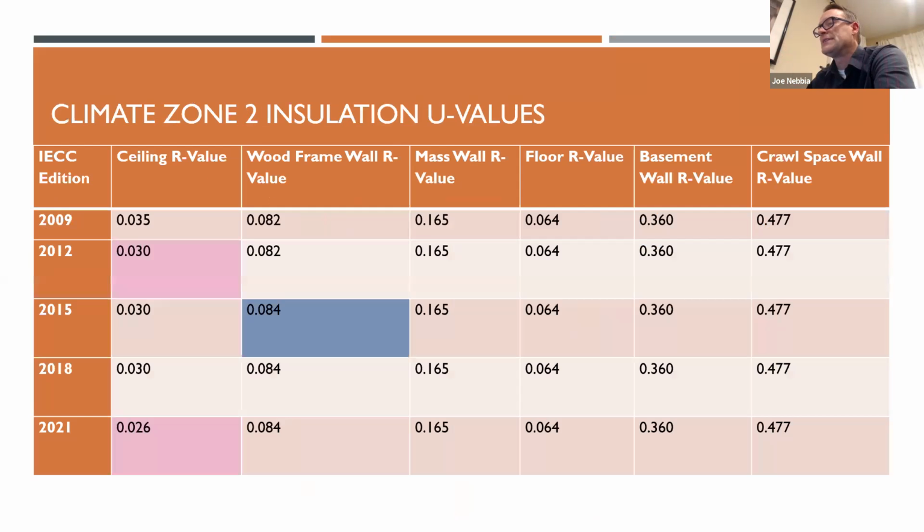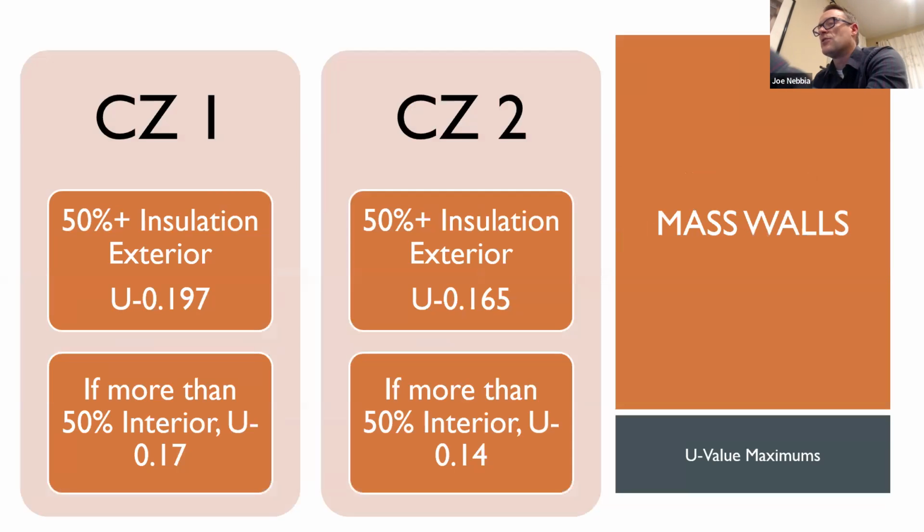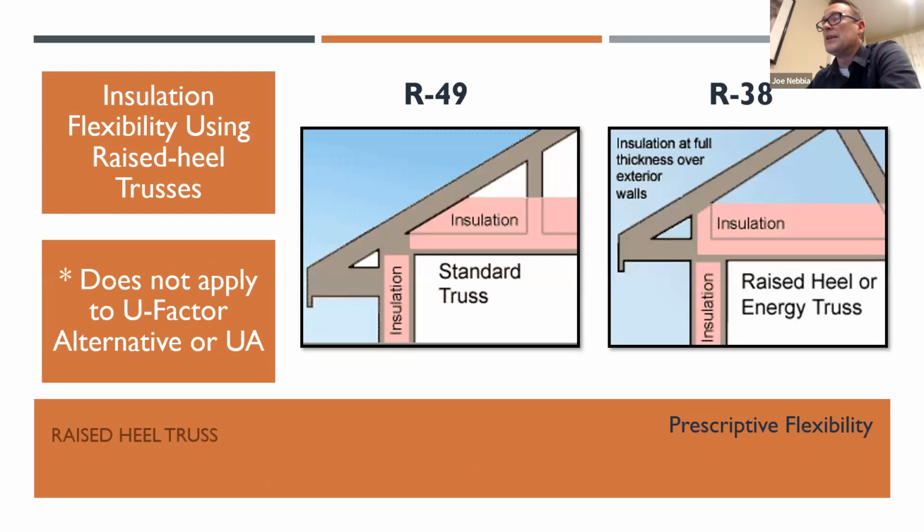So the reason that's there is if I've got a R4 or R6, the 6 is if there's more than 50% to the interior. The U factor in the code, the 0.197 or 0.165 in that table, is equivalent to the R4 to the exterior. So what the code is saying is if your insulation is on the interior, you have a different maximum U factor, and it's 0.17 or 0.14. And that's supposed to be equivalent to that R6 or R4, depending on whether you're in climate zone 1 or 2. So that's actually a footnote in the table to keep in mind.